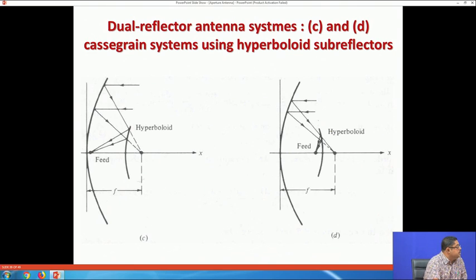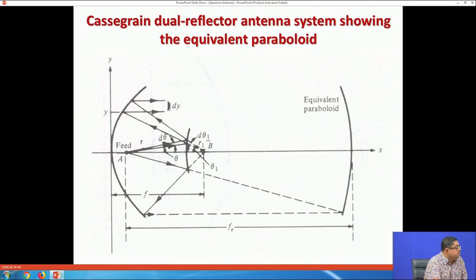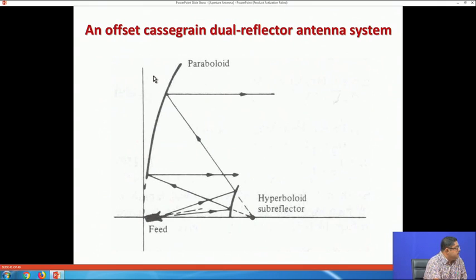So, I think there is some offset. No, this is not that. This is an offset Cassegrain dual reflector antenna system. So, you see the feed is not looking at the ground. This paraboloid can be shaped. So, now the total ray is neither blocked by the hyperboloid nor blocked by the feed.